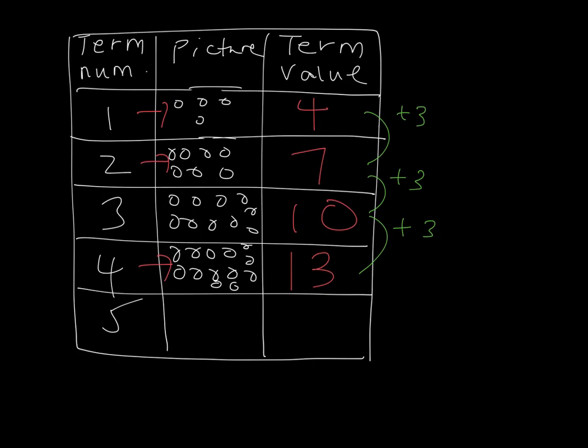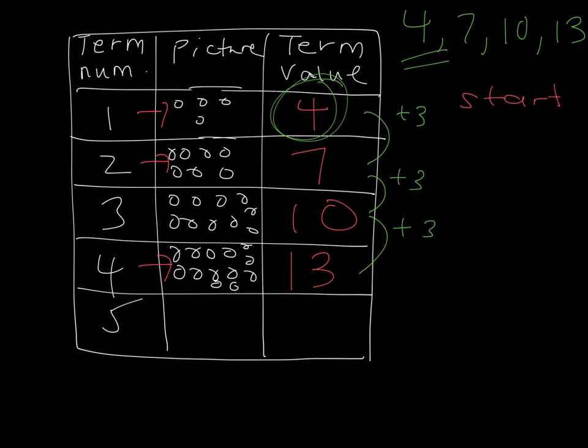So one way to see this pattern is, well, what do we start with? We start with 4, right? Because in our pattern, this is what it would look like in a sequence. So then our rule would be start at 4, and add 3 each time.